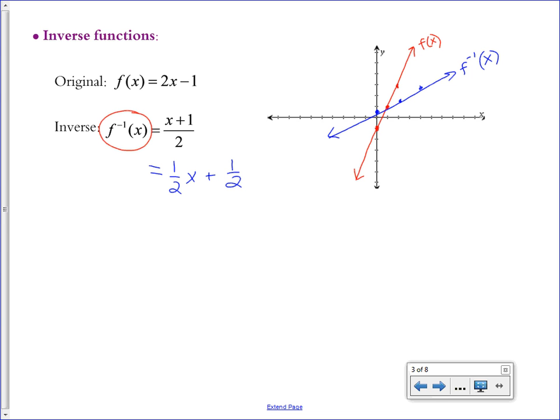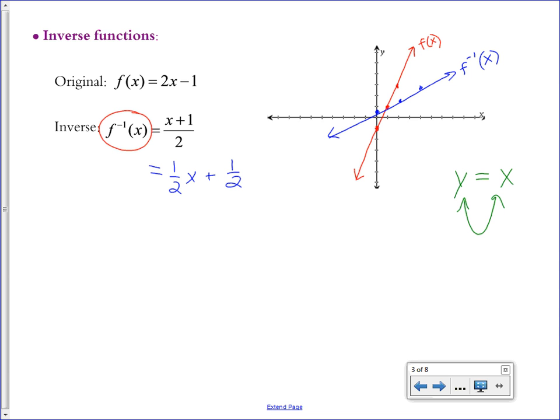So on the graph, you can see the red line is my original function, my blue line is the inverse function. And the rule of thumb for these graphs, or for any inverse graph, is that the inverse function is a reflection of the original function over the line y equals x. Because what's happening is all of your x's are switching places with all of your y's. So the blue line is a reflection of the red line over the line y equals x.